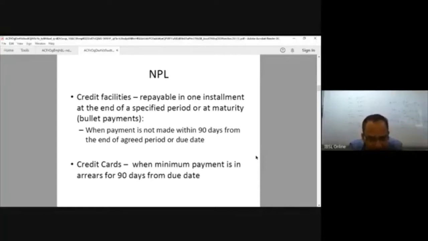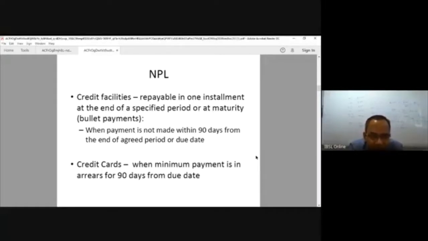Credit card also, if the amount is not paid from the due date. Now credit card we give a minimum payment of about 5%, and if the 5% minimum payment is paid, it is okay. Credit card is a killer basically. If you are only paying the minimum and continuing, you will be paying a very high interest rate on the balance. So credit card will not be non-performing if the minimum payment is made.